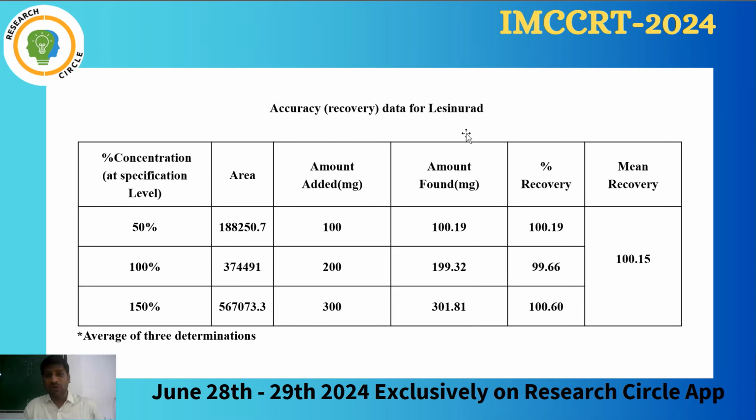Accuracy data for Lesinurad: same like that, we have to carry out 50, 100, 150. These are the areas which were recorded. The amount added is 100 milligram, 200, 300 for 50, 100, 150. These are the amounts found, and we have to calculate the percentage recovery. For the mean recovery, we calculate the average of these three. So we got 100.15, which is within the acceptance of 98 to 102%.